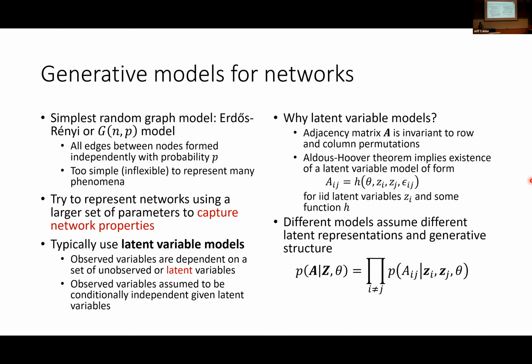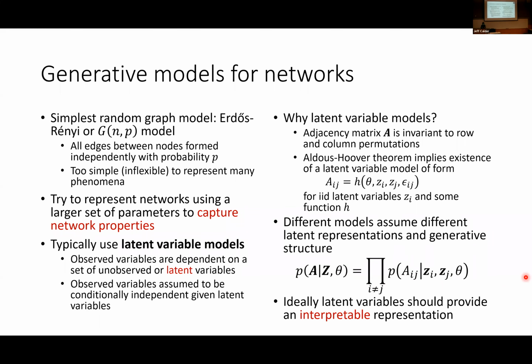So typically, we assume some structure for the H and for the Zi and Zj, and different models assume different latent representations in generative structure. But basically, the probability distribution for the adjacency matrix A, given the latent variable Z and some parameter theta, you can now factorize over all of the individual node pairs I and J. And typically, we choose the latent variable to provide an interpretable representation. And that's where this helps us to go and analyze these networks.